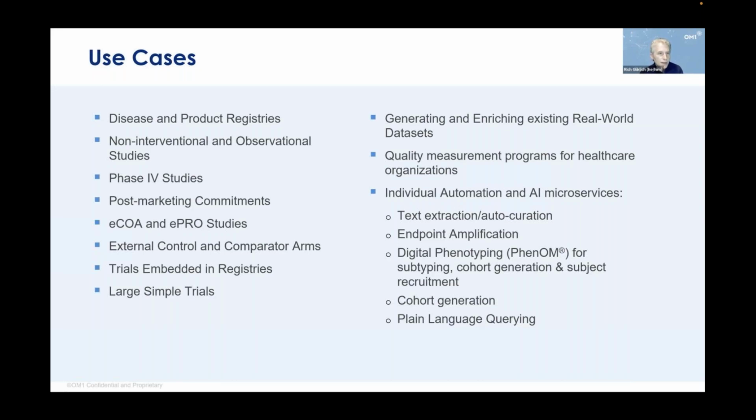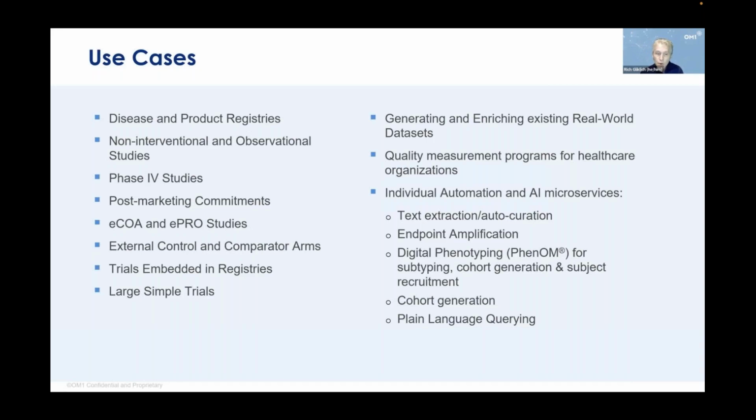So one, I've already talked about it, disease and product registries. Registries, we really want to enroll patients by an exposure to a disease or exposure to a product. And so that can be done essentially through a query, and then we can follow those patients passively, other than the very specific active data we may be seeking, like clinical outcomes assessment or PROs. There's a lot of overlap between those types of studies and non-interventional and observational studies or phase 4 studies. I talked about post-marketing commitments.